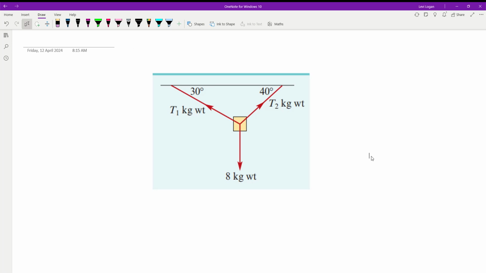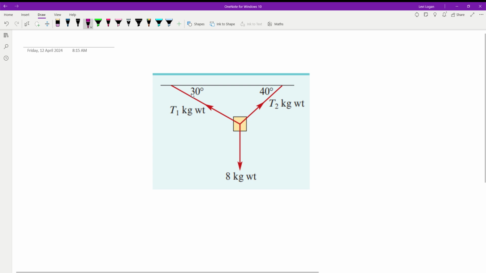This is a follow-up video to the previous one where we did connected particles with equal angles. Now we're doing one where we have two different angles, okay? The reason we're doing this one is that tension 1 isn't necessarily equal to tension 2. If it was, it would be a complete miracle and probably would break the laws of geometry. But anyway, let's get on with it.